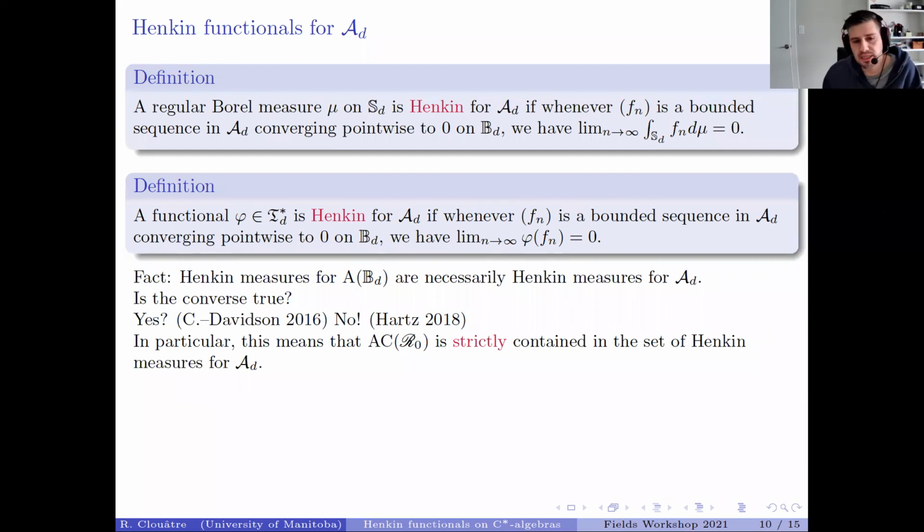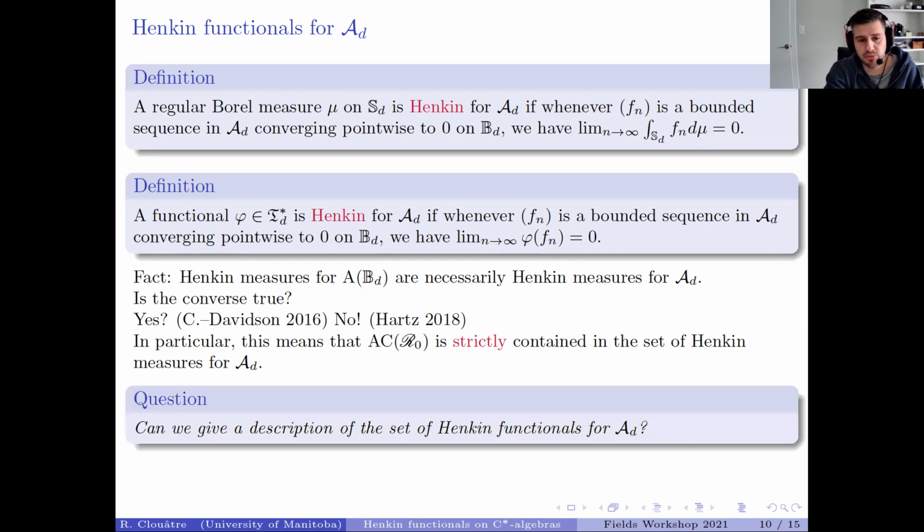Another way of phrasing this is that if you want to understand Henkin measures for AD, you cannot just be looking at the usual Henkin measures for the ball algebra. You cannot just be looking at those that are absolutely continuous with respect to some representing measure, because this set is strictly contained in the set that you're trying to understand here. So this leaves us with the central question behind my talk for today: can you give a description of the set of Henkin functionals for AD?